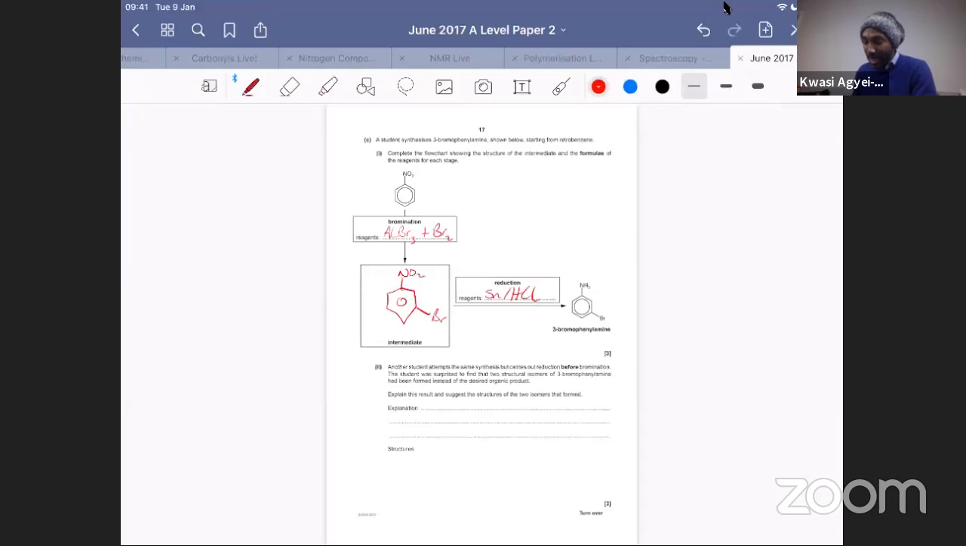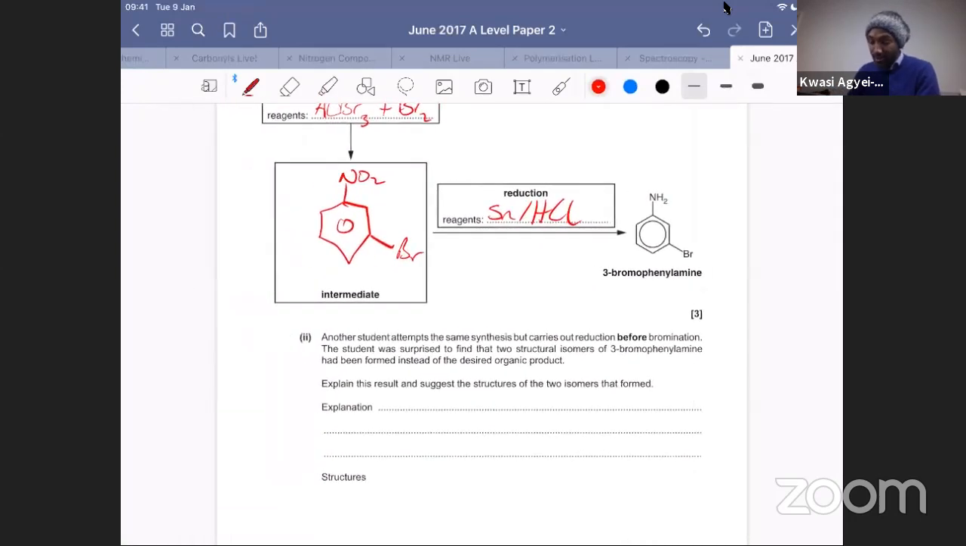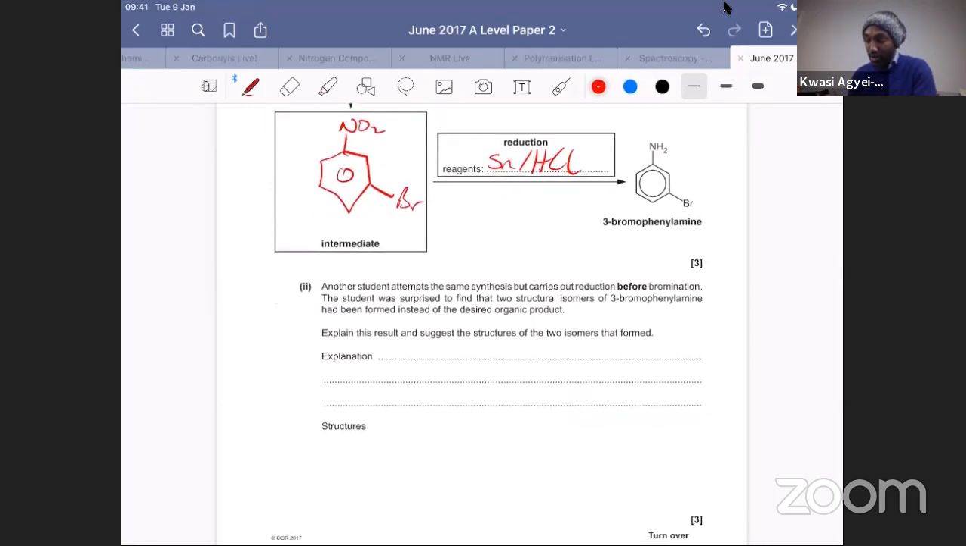Another student attempts the same synthesis but carries out reduction before bromination. The student is surprised to find that 2 structural isomers of 3-bromophenylamine have been formed alongside the desired product. So explain this result and suggest the structures of the 2 isomers. If you carry out reduction first, you're going to form phenylamine. And because it's an electron donating group, it's going to direct to the 2 position, and not just the 2 position, but also the 4 position. And so the 2 structures you're going to be forming.